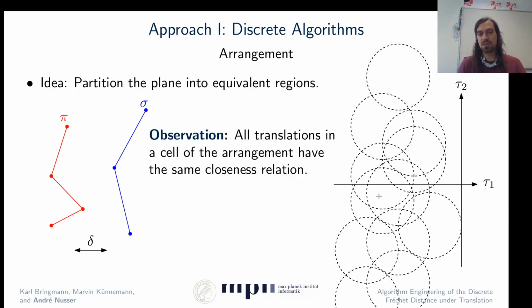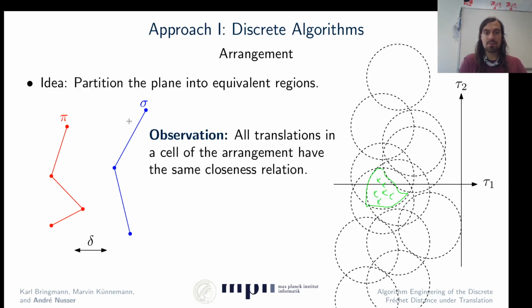Now the observation here that was already made is that all translations in a single cell, for example, this here would be a single cell. All translations here, the pairs of nodes have the same closeness or farness.